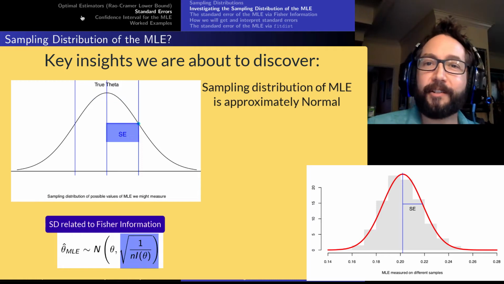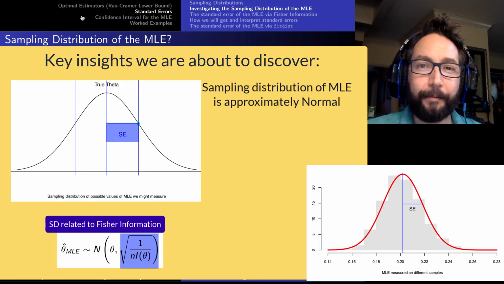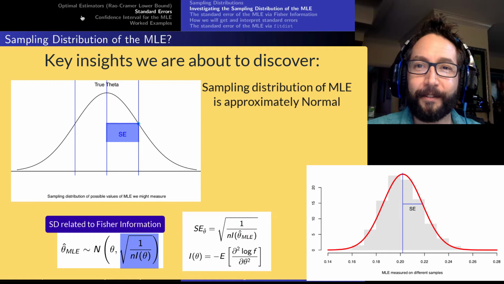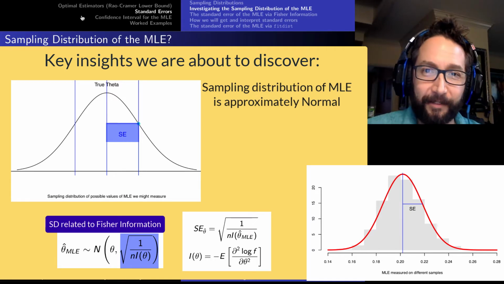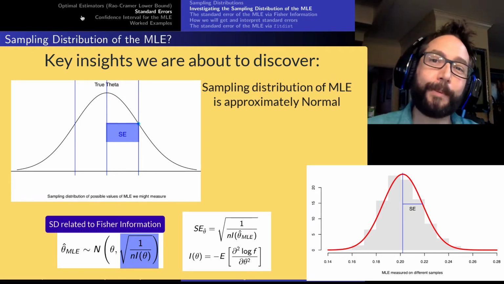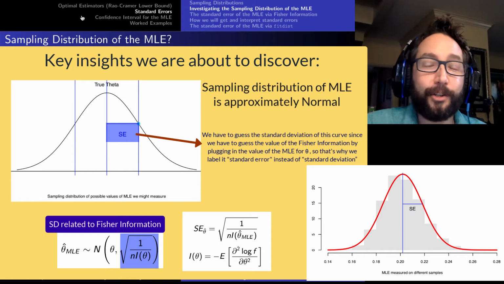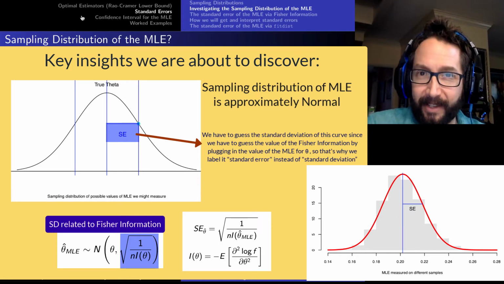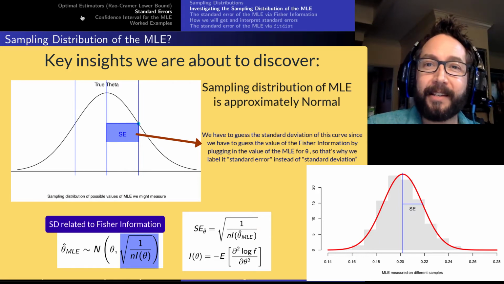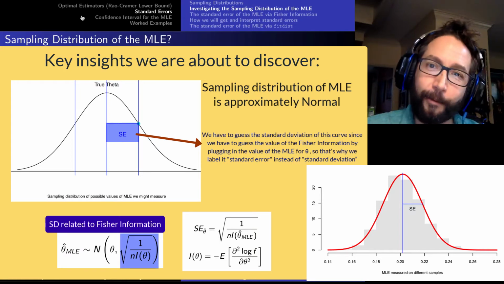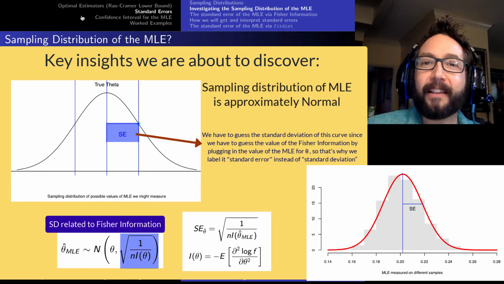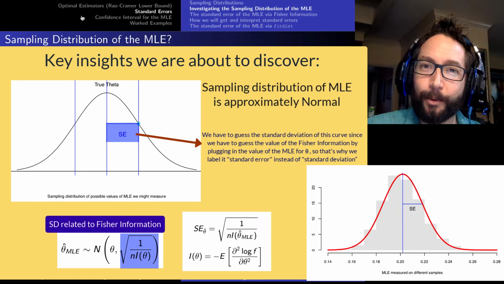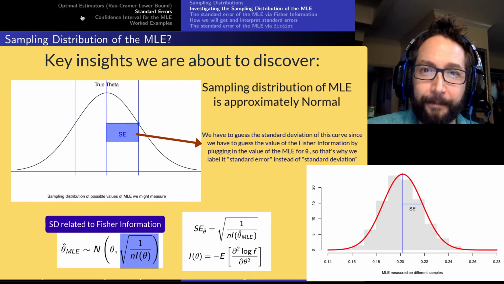And it has a standard deviation that I can predict from the Fisher information itself. In fact, the standard deviation of that sampling distribution of the MLE is just the square root of 1 over, and then in the denominator, the sample size times our expression for the Fisher information evaluated at theta being equal to the maximum likelihood estimate.